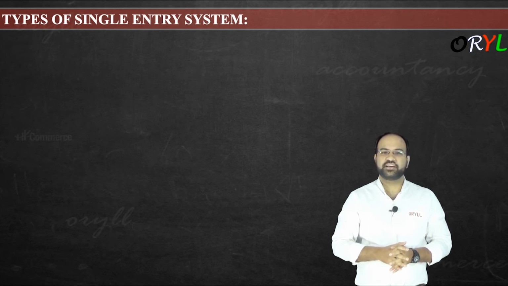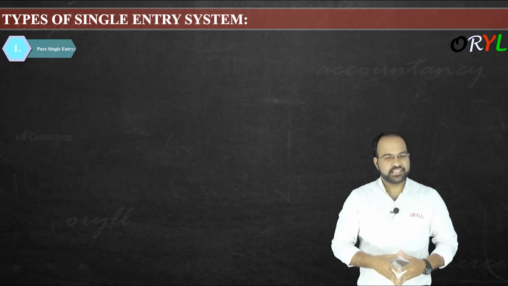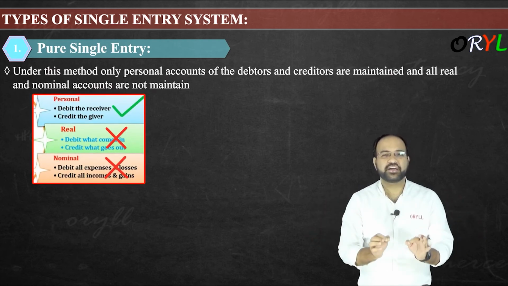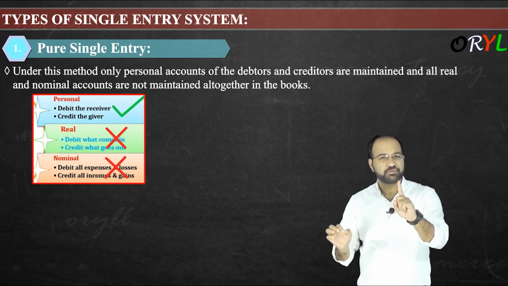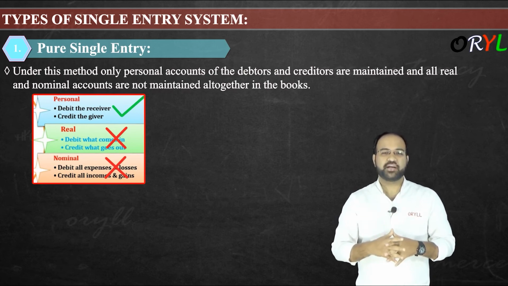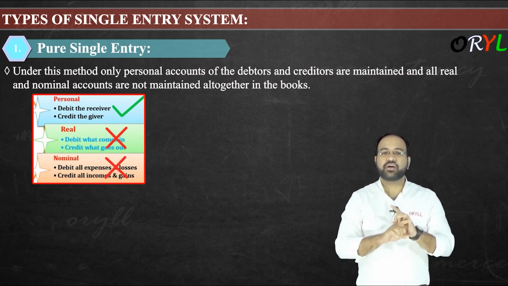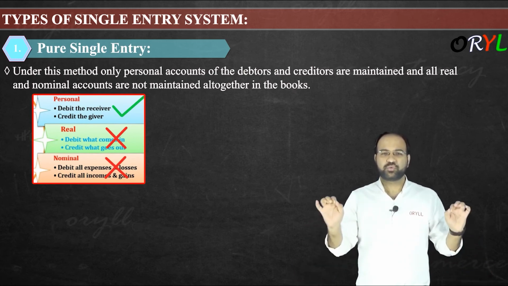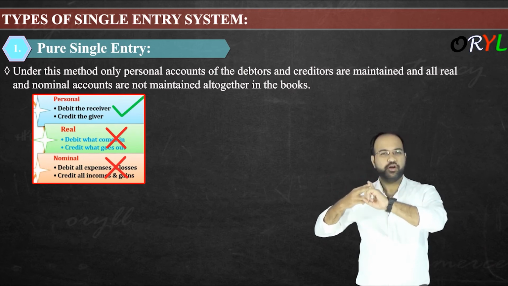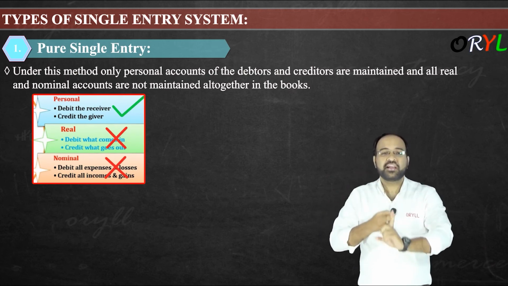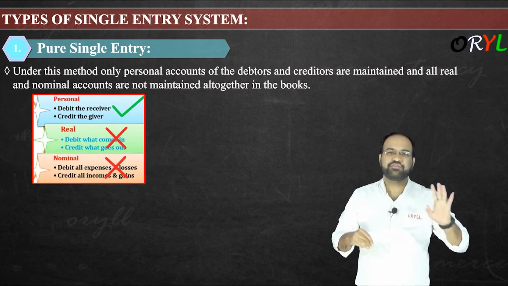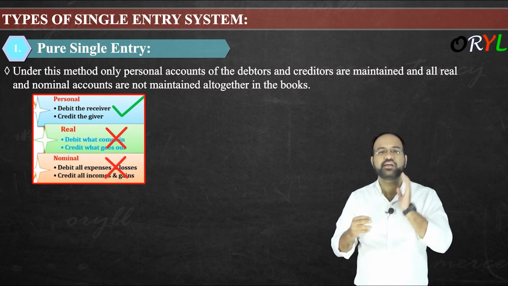Now let us go for the types of single entry system. Got it? Types of single entry system. The first one is the pure single entry system. Under this method, only personal accounts of debtors and creditors are maintained, nothing but customers and suppliers, and all real and nominal accounts are not maintained in the books. So what is happening here? Out of the 3 accounts, personal, real and nominal, we are maintaining only personal accounts, of only debtors and creditors and not of any other persons. Yes or no? Only debtors and creditors.